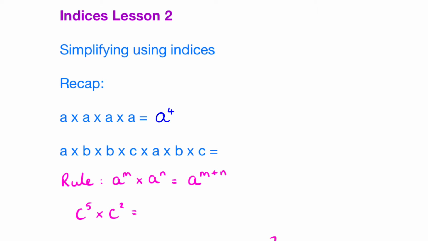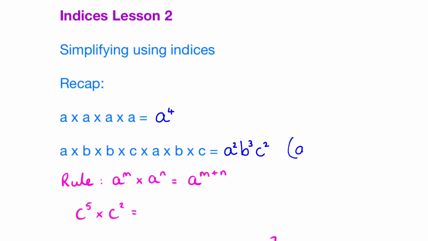Okay, and then when we look at the next one, we've got a muddle up here. Look, we've got A's and B's and C's all multiplying together. So we separate them out. In A's, we've got A times A. So that one's A squared. And we don't need a times now. But next in B's, we've got B times B times B. So that's B cubed or B to the power 3. And then in C's, we've got C times C, so that is C squared, okay?